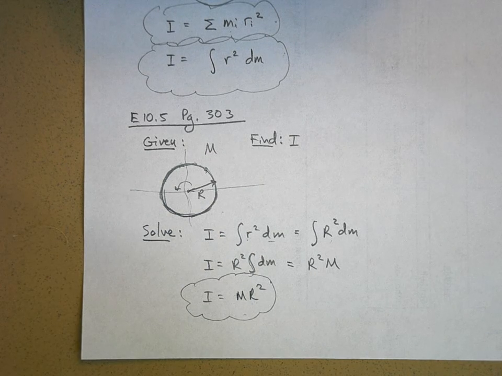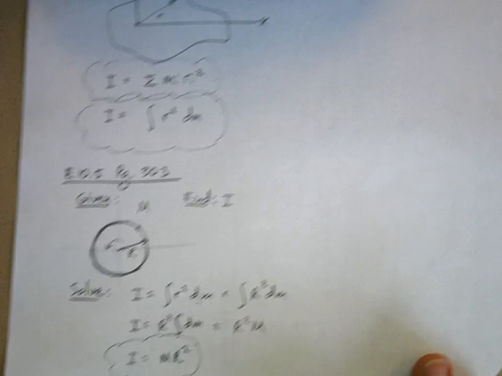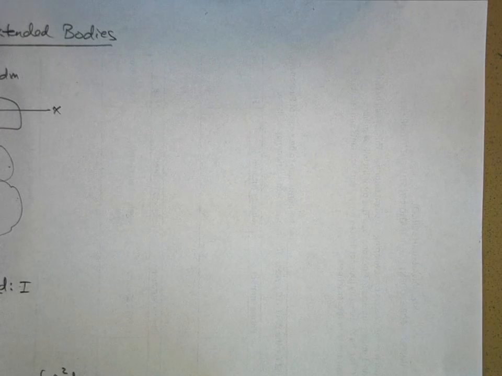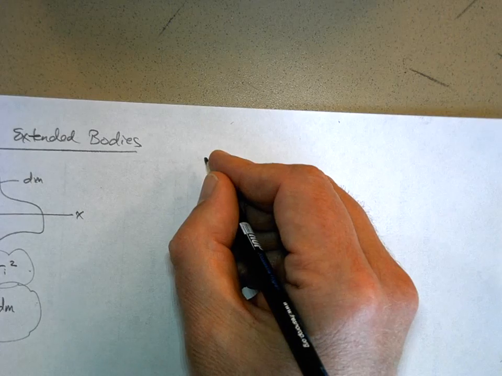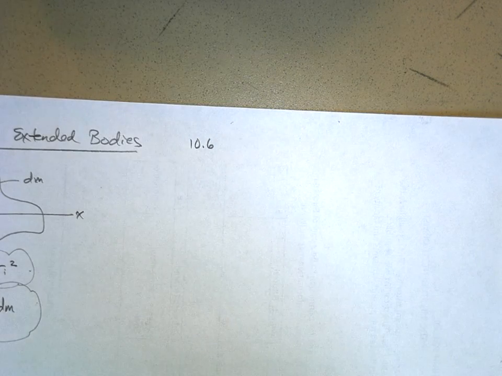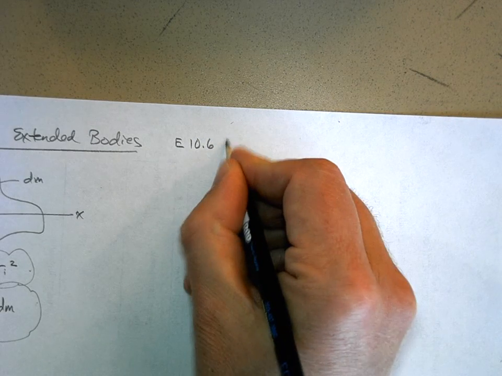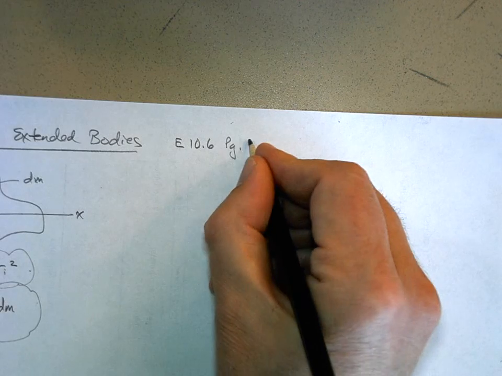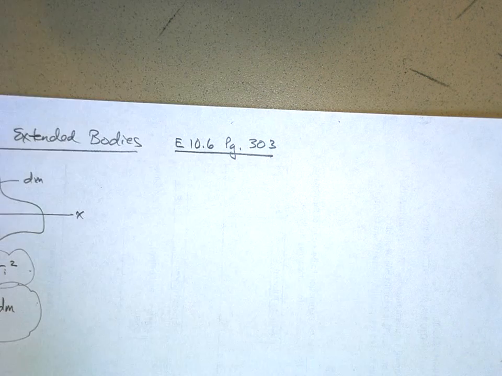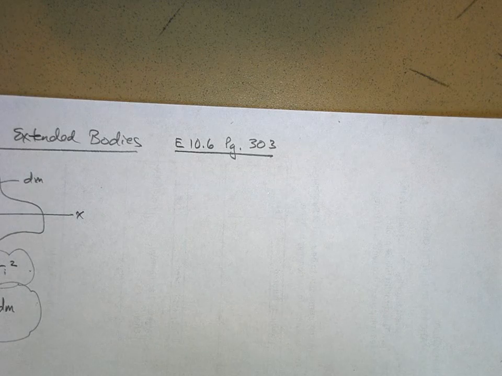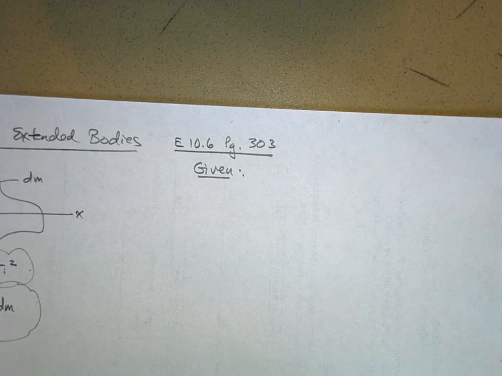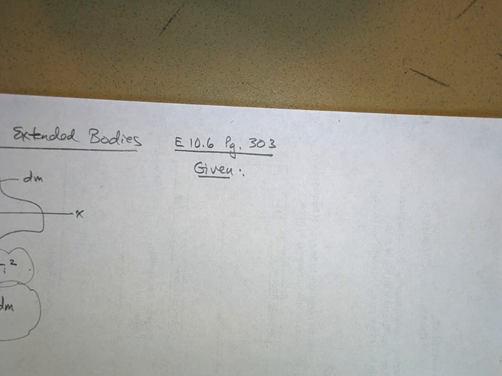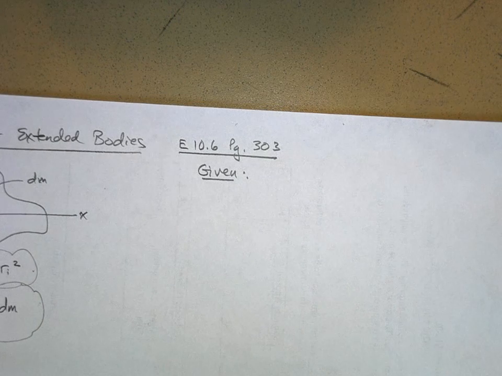Well, now let's talk about another shape. And so let's do example 10.6. So 10.6, example 10.6 on page 303. Well, let's see what we're given here. It says, calculate the moment of inertia of a uniform rigid rod of length L and mass M about an axis perpendicular to the rod passing through its center of mass. Now this one's a little more complicated.